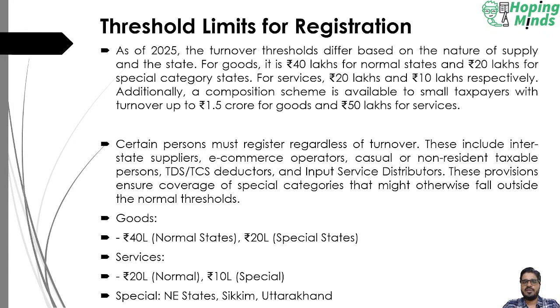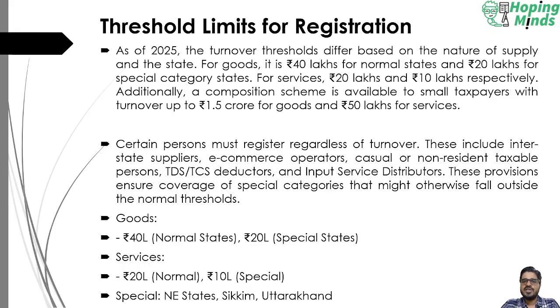Threshold limits for registration. As of 2025, the turnover threshold differs based on the nature of supply and the state. For goods, it is 40 lakhs and for services, it is 20 lakhs. This rate prevails all over India except for special category states. For special category states, the threshold limit is a little lower. It is 20 lakhs for goods and 10 lakhs for services. What are the special category states? These are the northeastern states along with states like Himachal Pradesh, Sikkim, Uttarakhand, etc.